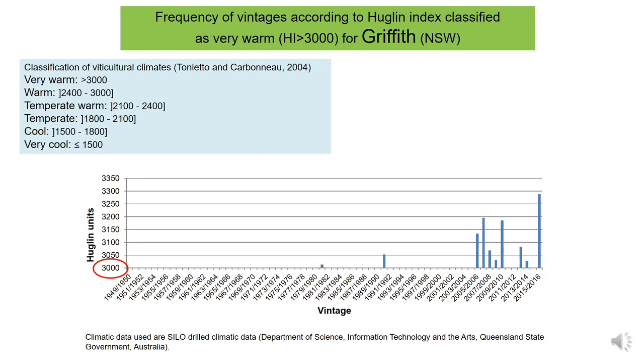Those regions will just produce different styles of Chardonnay. If we go now to Griffith, which is a wine region of Australia in New South Wales, and if you look at the figure, we did the calculation of the evolution of the Huglin index, and as I said, the Huglin index is representing the sum of temperature from bud break to harvest.